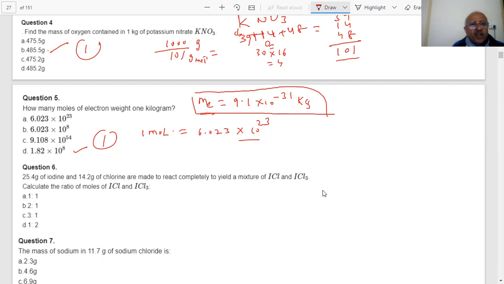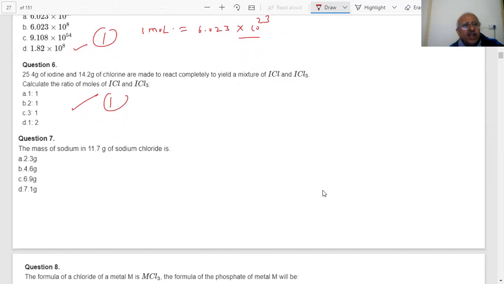So iodine and chlorine are made to react to yield a mixture of ICl and ICl3. Here the mole ratio is 1 to 1. Here the mole ratio is 1 to 3. So what is the mole ratio of ICl and ICl3? Which answer, student? What is your answer, sir? A part, 1:1. Okay. You are getting 1 mark for that, student.